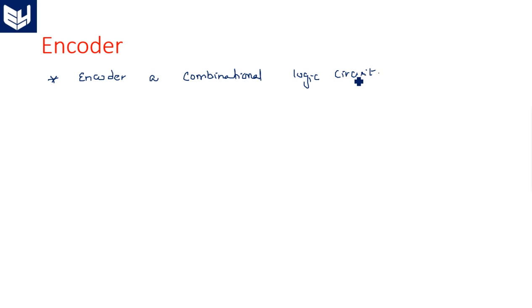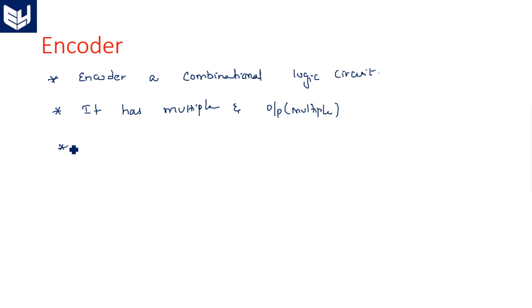In the beginning I told you there are two different types of logic circuits, sequential logic circuits and combinational logic circuits. When there is no memory, such type of circuits come under combinational logic circuits. So encoder, decoder, multiplexer, demultiplexer, all such devices come under combinational logic devices as they don't have any memory devices. Encoder is simply an example of combinational logic circuit, and it has multiple inputs and multiple outputs.